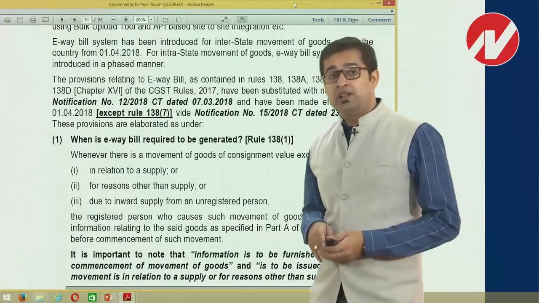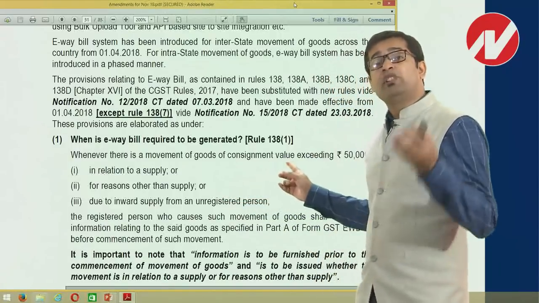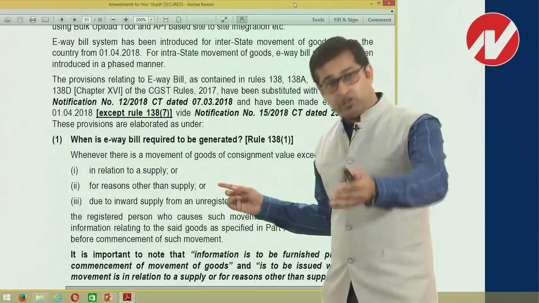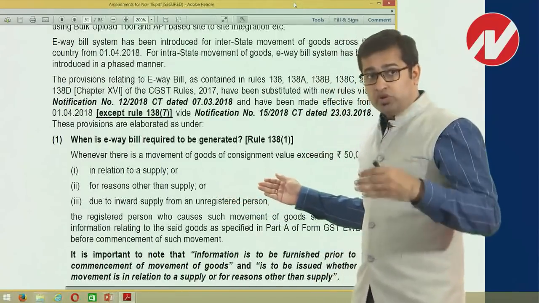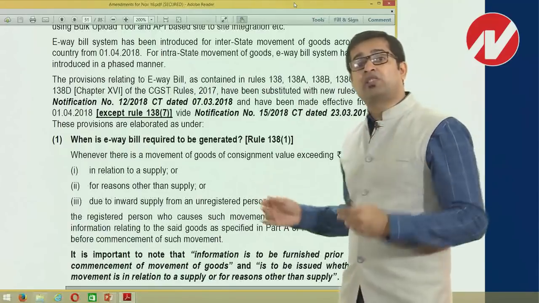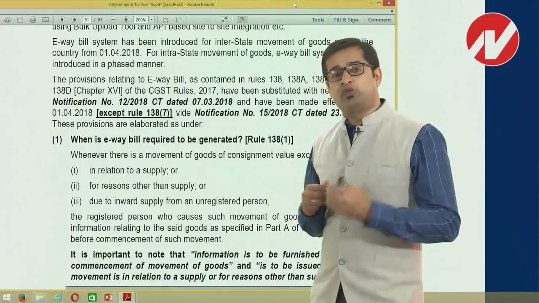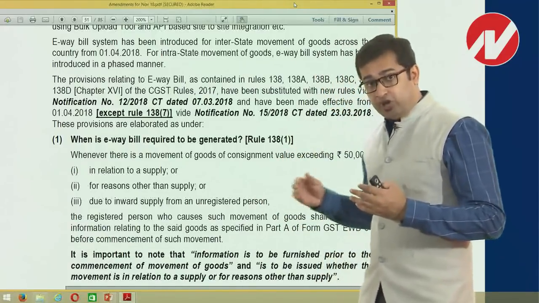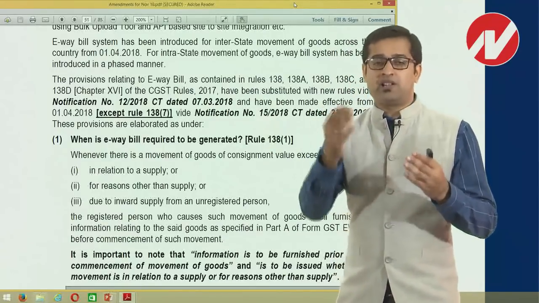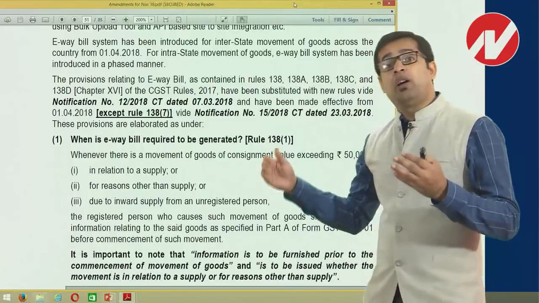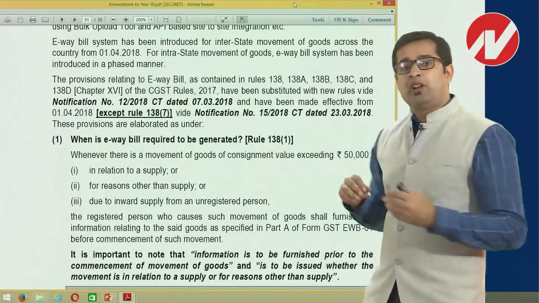More important part is value exceeding rupees 50,000 in relation to supply, or for reasons other than supply, or due to inward supply from an unregistered person. So these three points are very relevant. The first point is in relation to supply, or for reasons other than supply, or due to inward supply from an unregistered person.